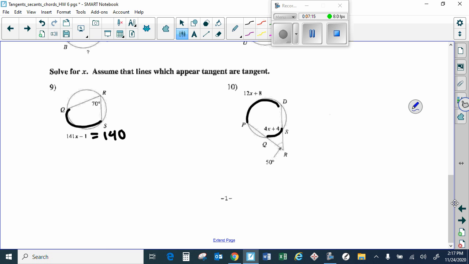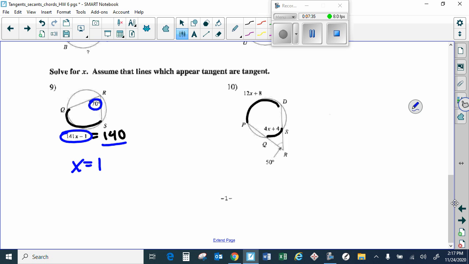Okay, down here is more with intercepted inscribed angles. So that's 70. We know this is double that, 140. That's why I set this algebraic expression equal to 140. Solve it. Add the one across. 140 and 1x equals 141. So x equals 1.